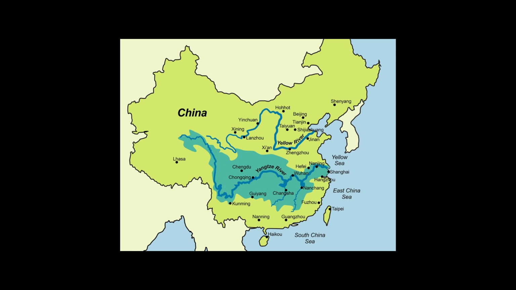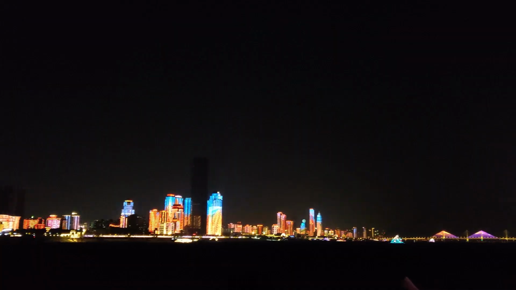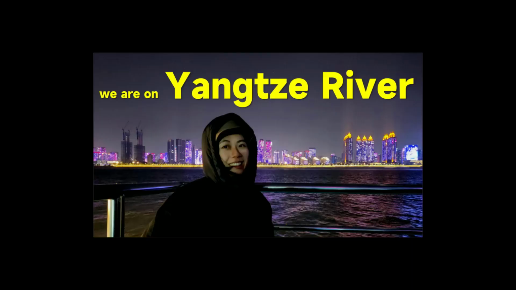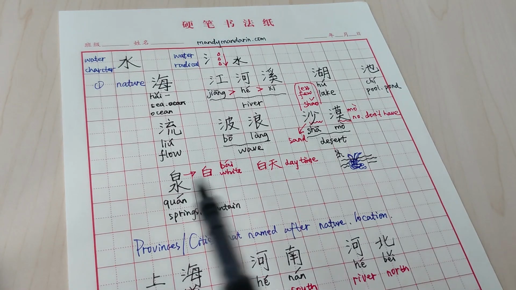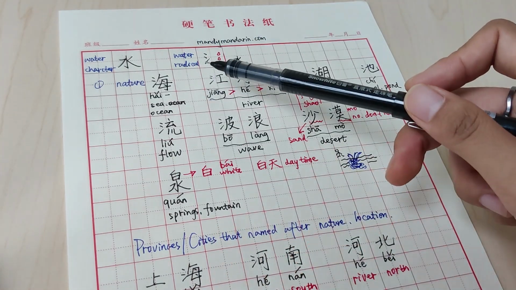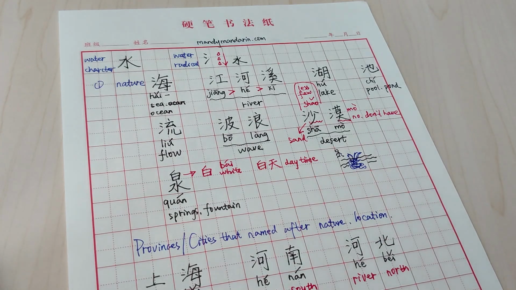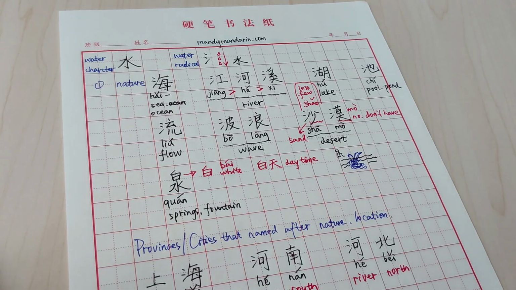And along the river, there are many important cities. So if you're interested in the Yangtze River, check out this video. I'll drop the link down below in the description box. In conclusion, under category 1, the water radical is related to nature, right? So now let's move on to category 2.